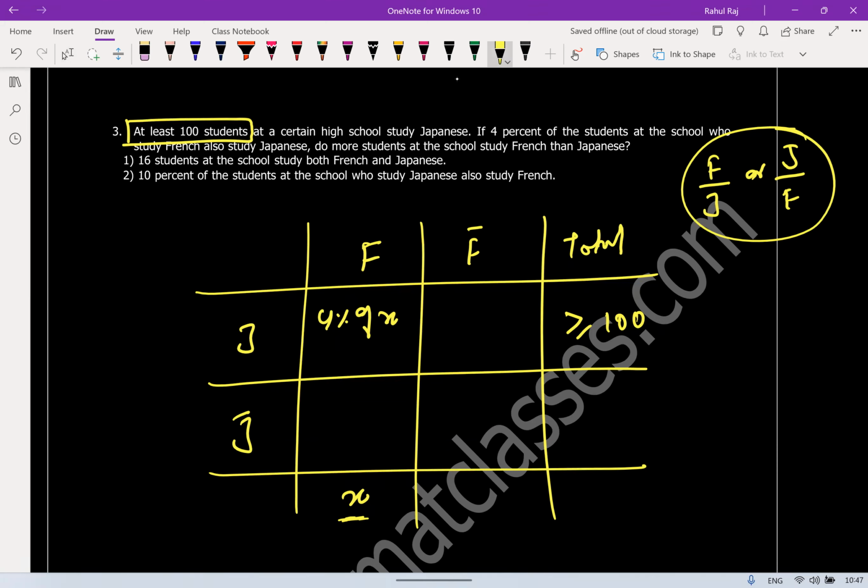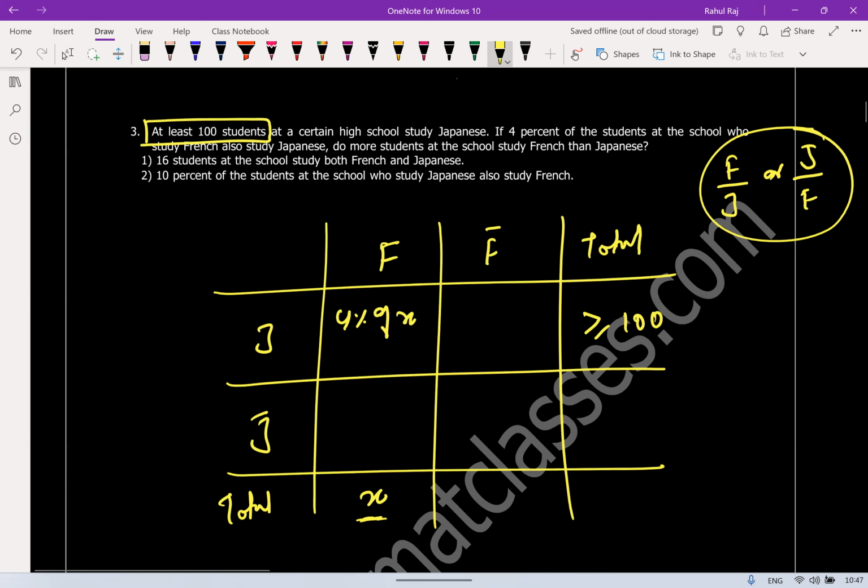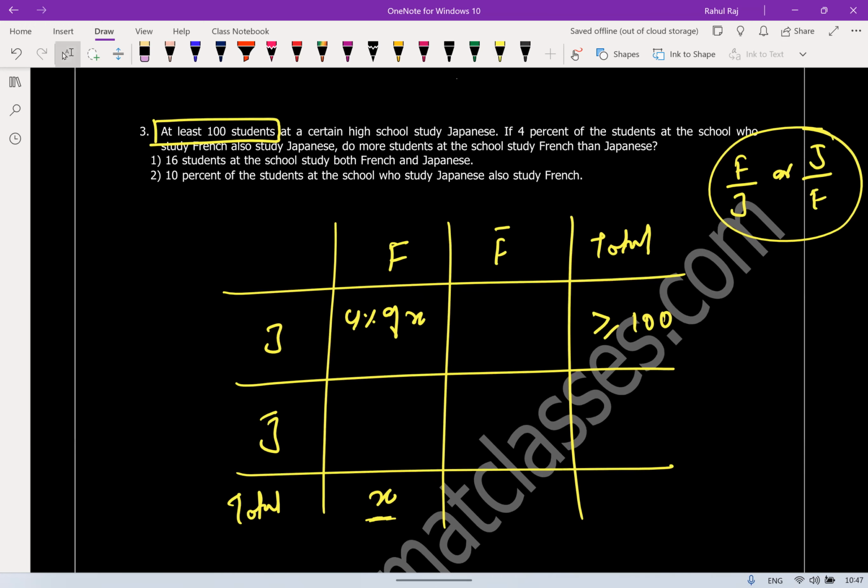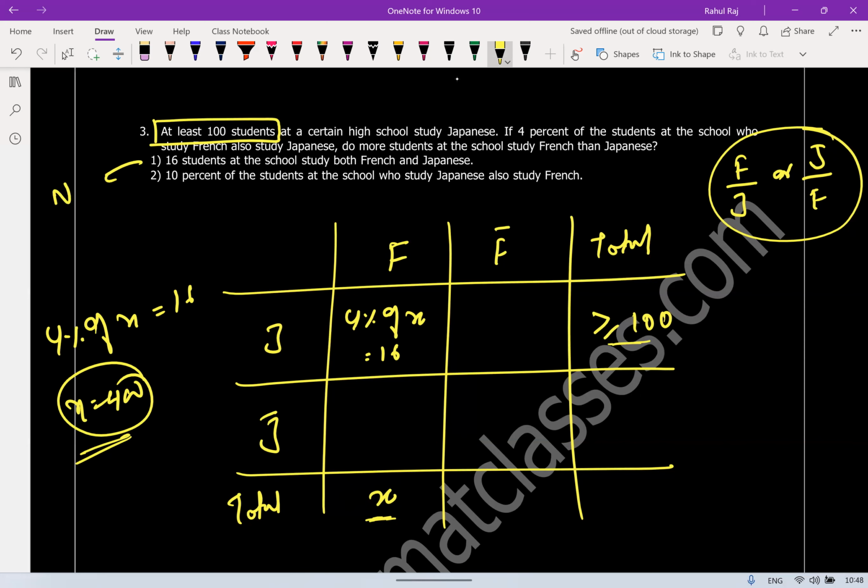So this is total. It says that 16 students at the school study both French and Japanese. So this is 16. It means 4% of X is equal to 16. You will get X is equal to 400 when you calculate this. But when X is 400, you don't know how many students are studying Japanese. Since Japanese is at least 100, it could be 200, it could be 500. In one case it is less than French, in another case it is more than French. So not sufficient. Straightforward logic. Option number 1 is not sufficient.